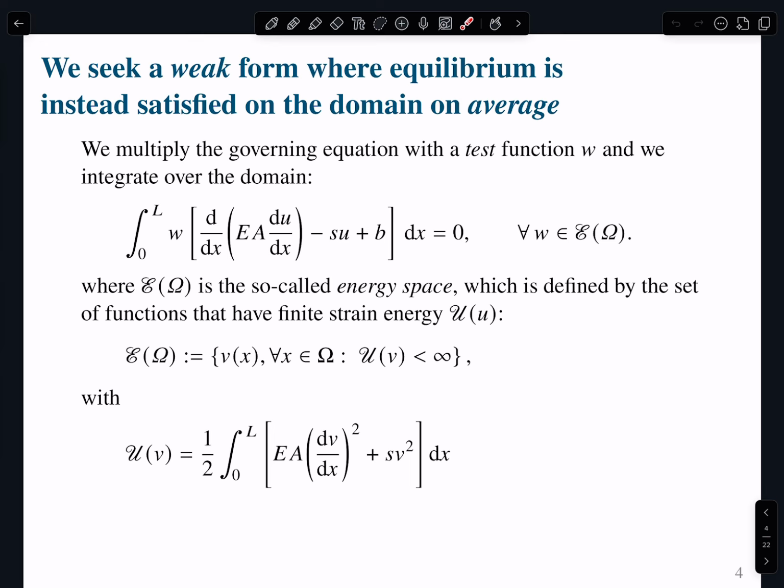Okay. So we're going to say something here. We're going to try to say that we don't want the solution to be satisfied point-wise everywhere along the bar, at every point. That may be too restrictive a requirement for a problem. So what we're going to do instead is make a statement of equilibrium on average sense.